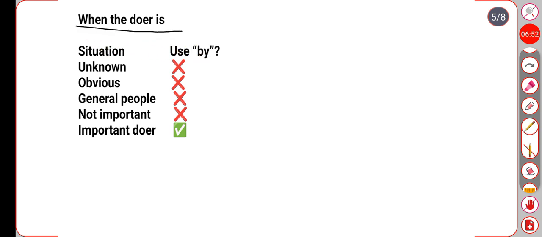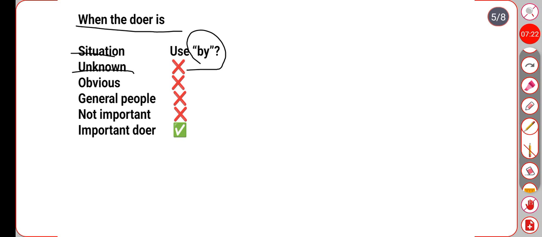Object is not written in passive voice in some situations, like when the doer is unknown, meaning you don't know who the doer is. That's why we don't use by. You see, I've given a cross mark here. Sometimes when the doer is unknown, we don't use by in passive voice.